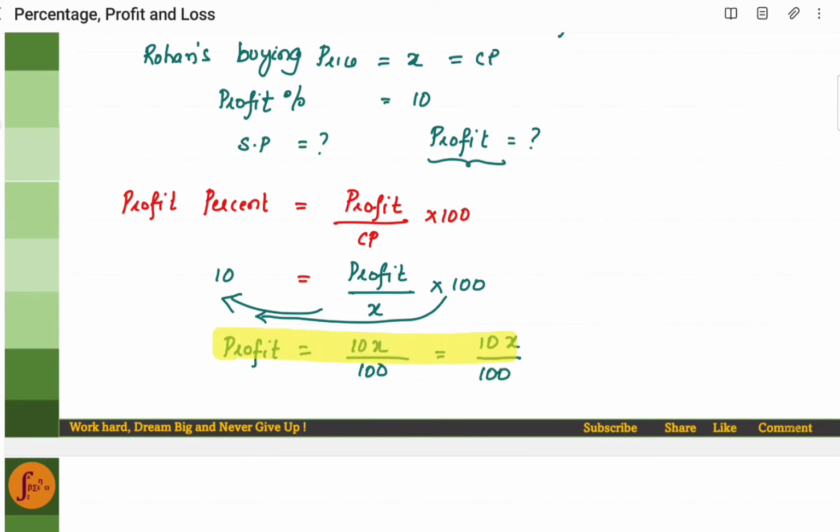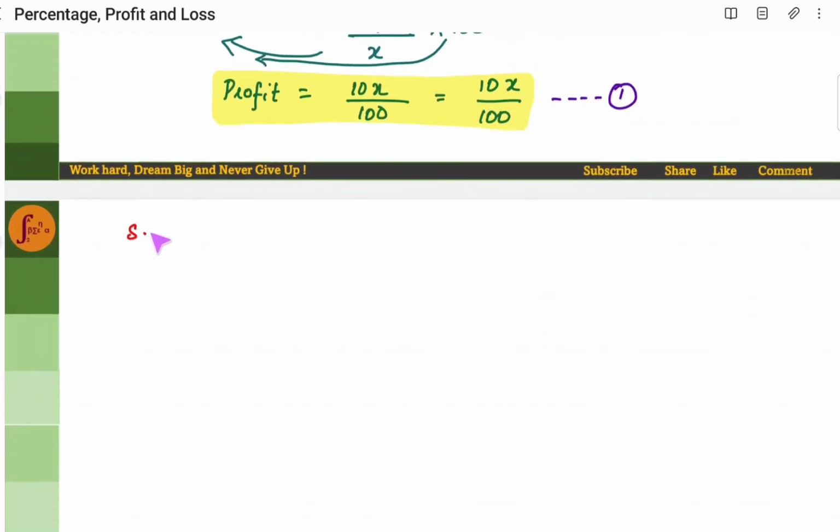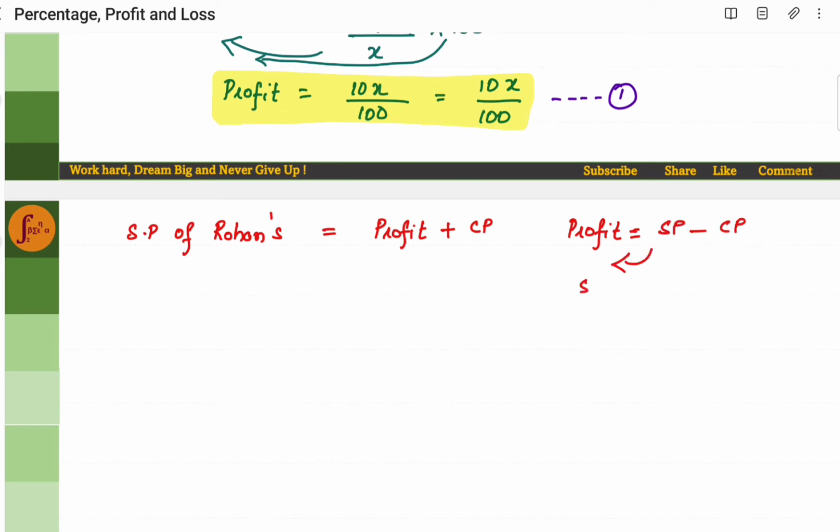Let's keep this in mind, we need this in the next steps. Let's call this equation 1. Now let's find the selling price. What is the selling price of Rohan's transaction? Selling price would be profit plus cost price. Why? Because profit is equal to selling price minus cost price, which means selling price is profit plus cost price.